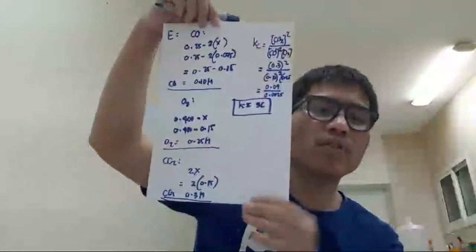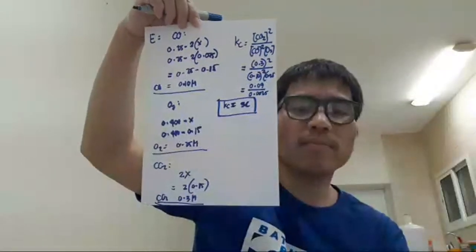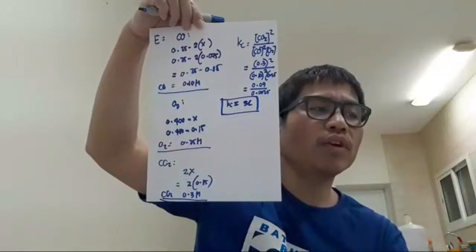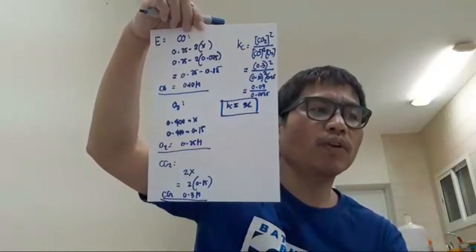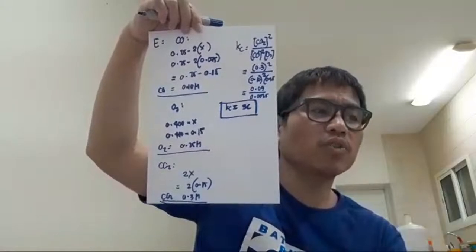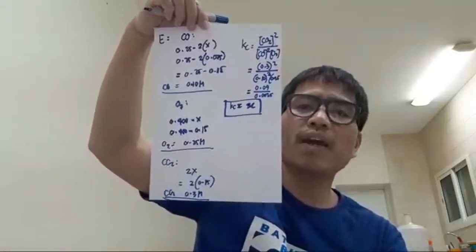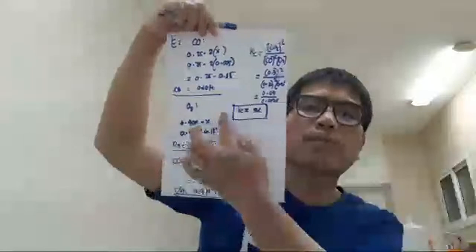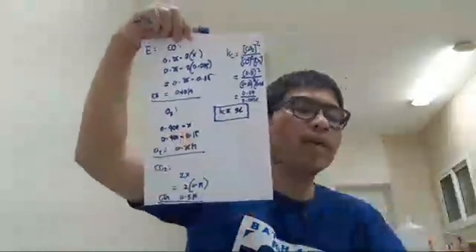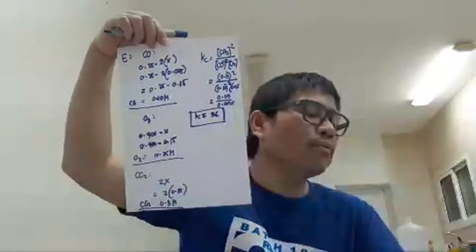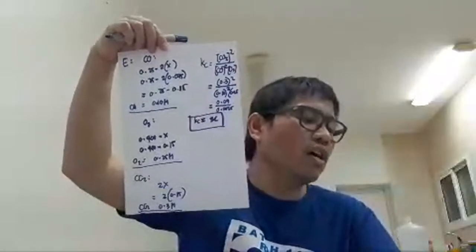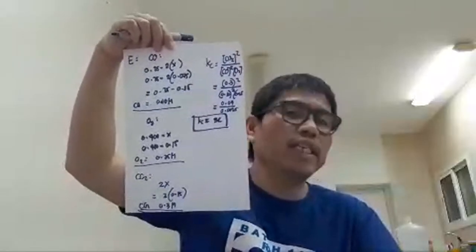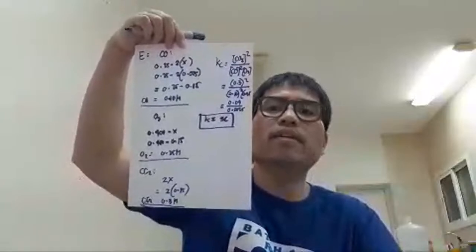Kc is equal to carbon dioxide to the power 2 over carbon monoxide to the power 2 times oxygen gas. Substitute the values. So we now have Kc is equal to 36. Okay, our equilibrium constant concentration is 36.